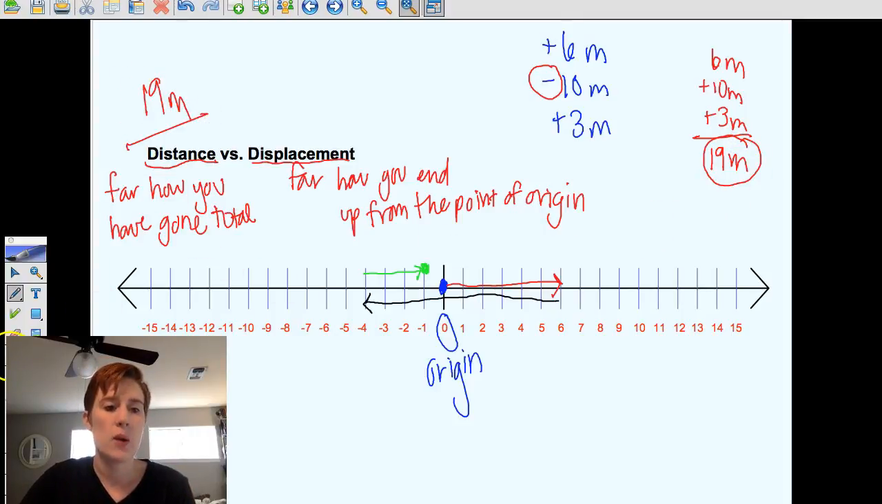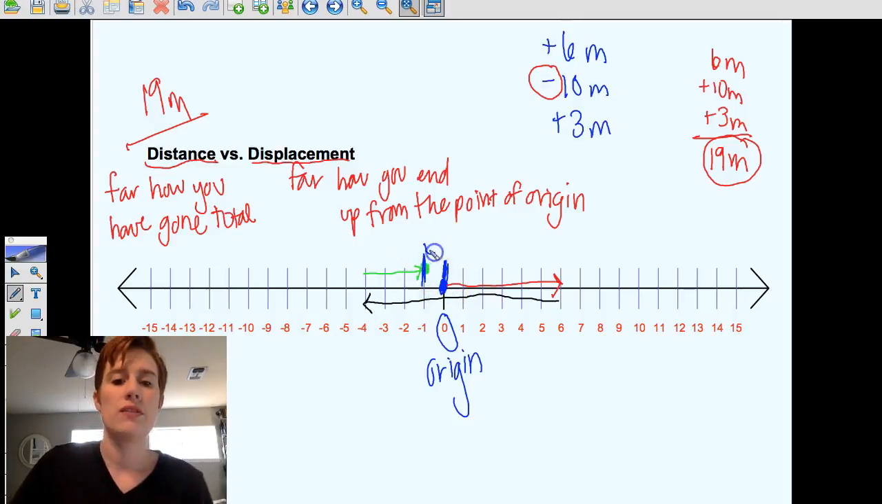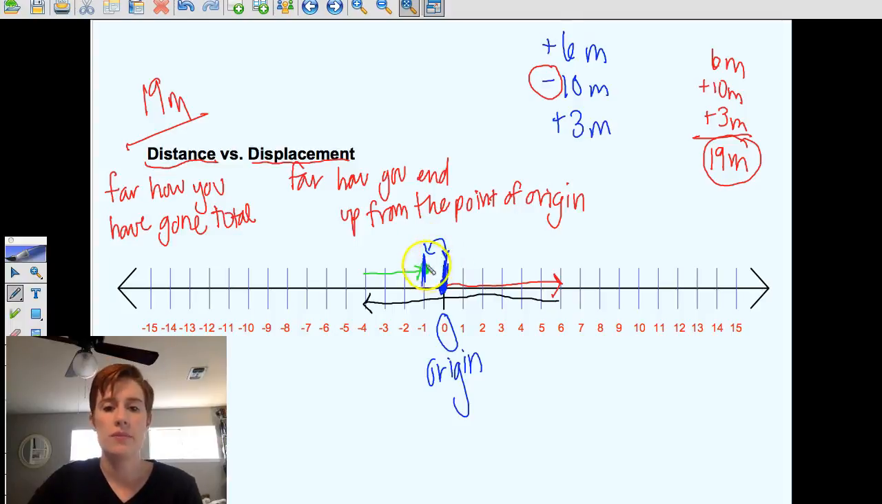His displacement, however, is not 19. Displacement is how far you ended up from the place where you started. Well, we know we started right here. This is our point of origin. We know we ended right here at -1. Just by visually looking, you can see your displacement was 1 meter, right? That's how far you ended up from the place where you started. His displacement was 1 meter.